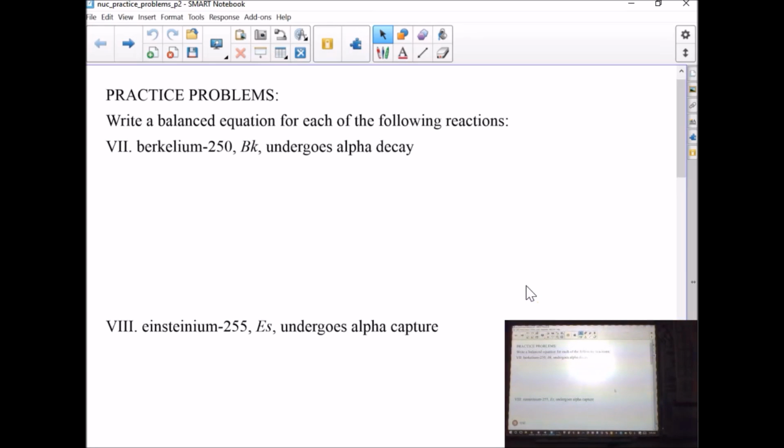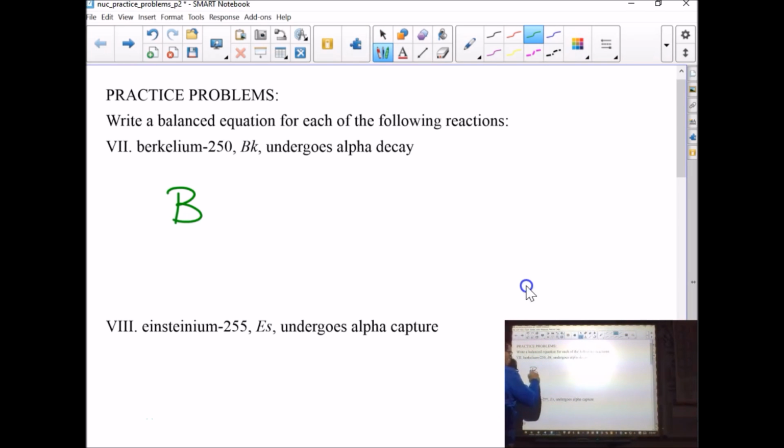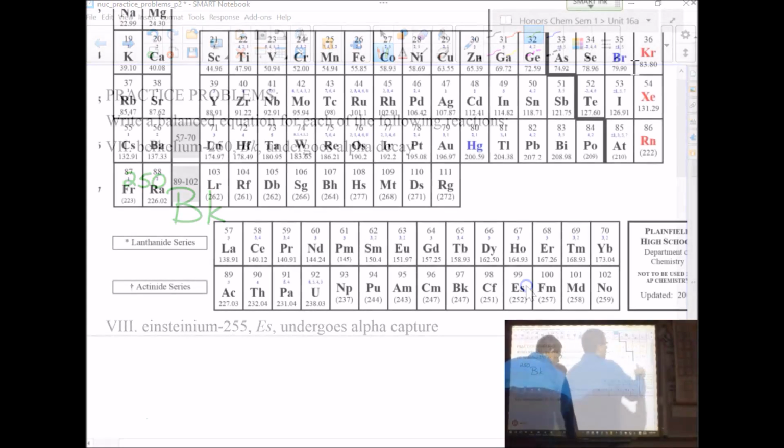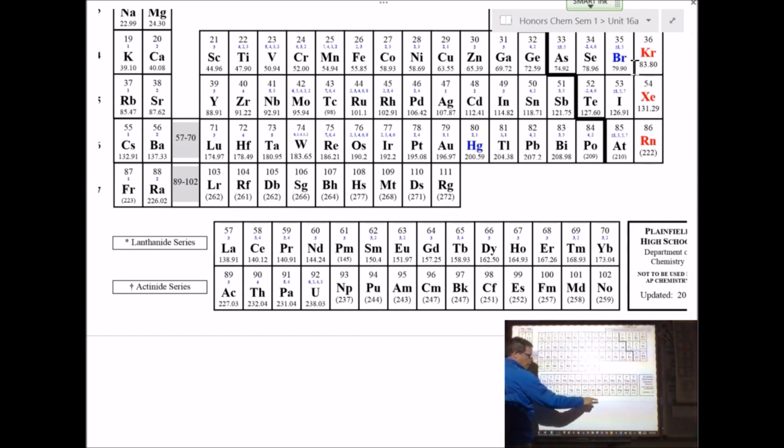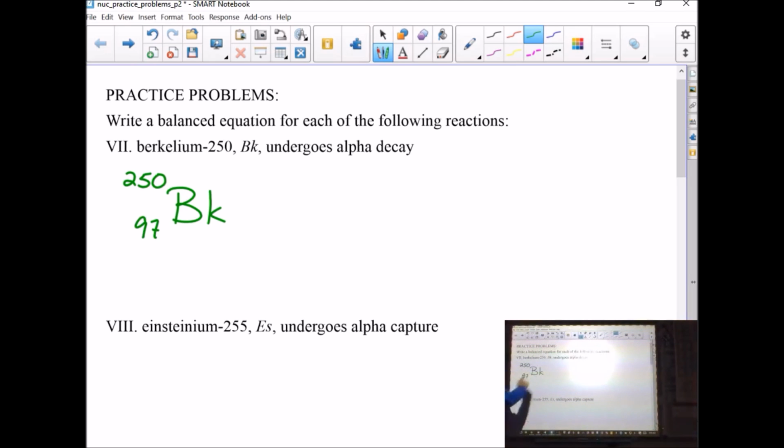Berkelium, not one of your 52 elements, BK, undergoes alpha decay. So the first thing that we're going to do, BK, and the 250 again represents what? The mass. So we have to go to the periodic table to find out what the berkelium is, element number 97. Don't worry about the mass. So 97. And it undergoes alpha decay.